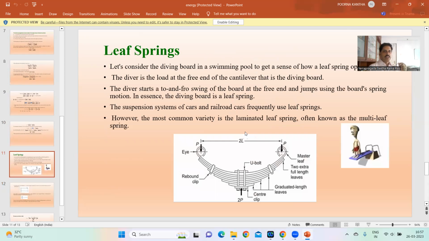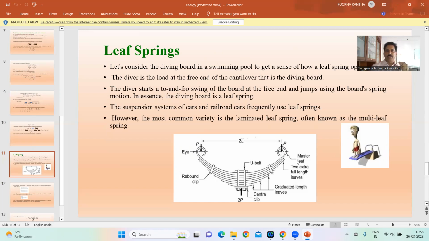And finally, the leaf springs. The leaf springs are used for carrying heavy loads. They are used in heavy machinery and in lorries to carry higher loads. A simple example is the diving board in a swimming pool. The diver is the load at the free end of the cantilever, that is the diving board. The diver starts by spinning the board, and at the free end, jumps using the board's spring motion. So the diving board is a leaf spring here.